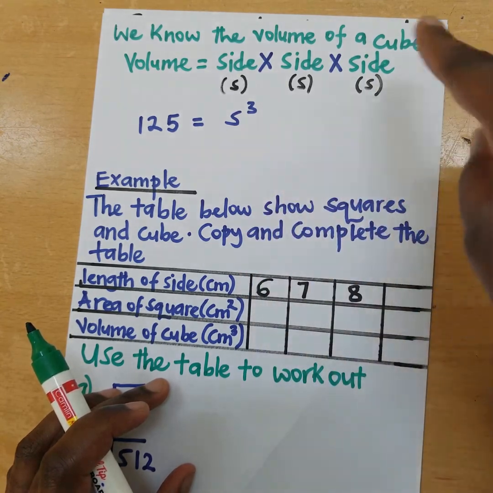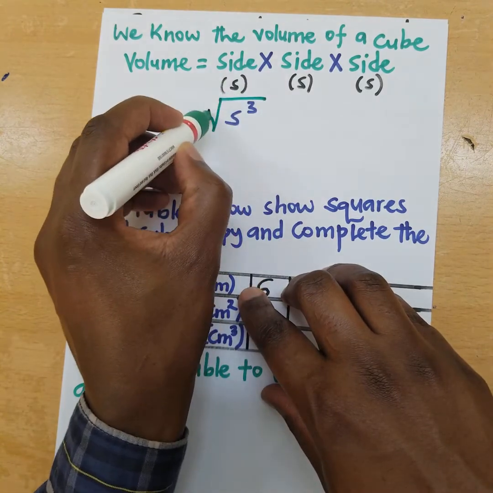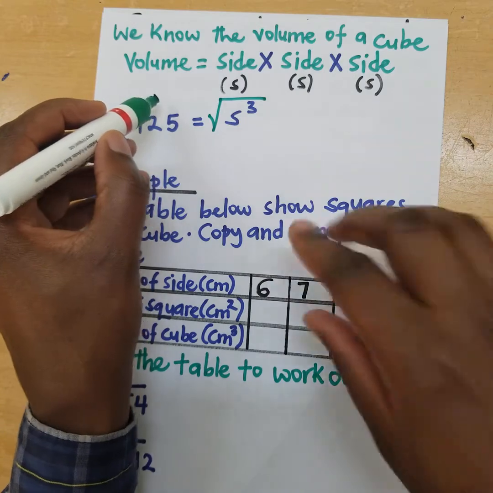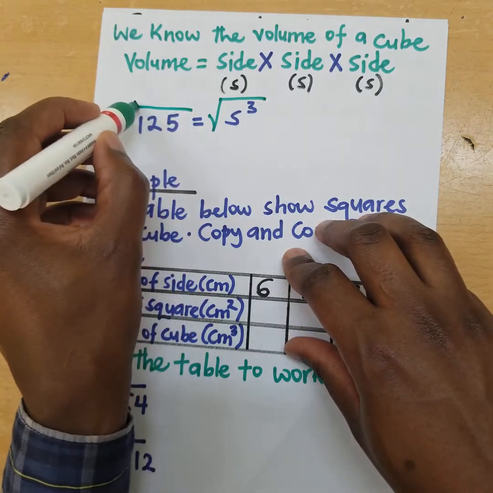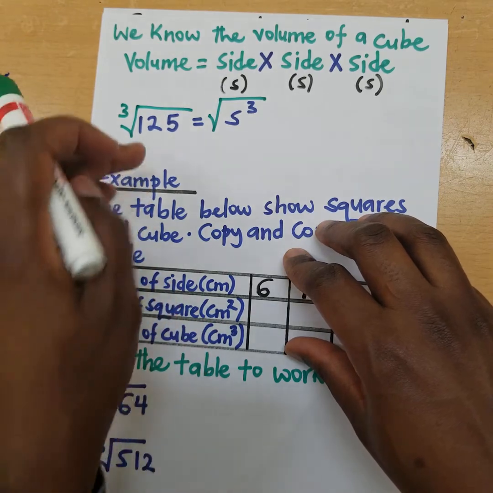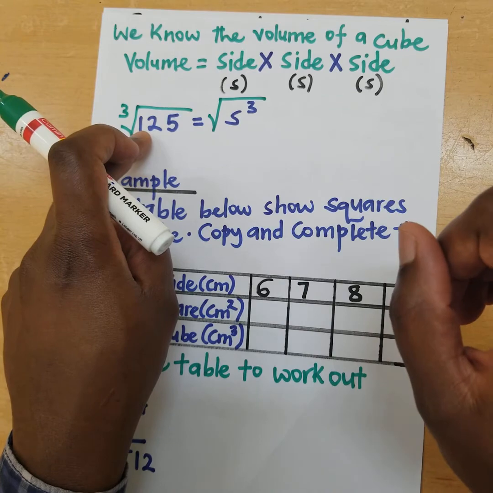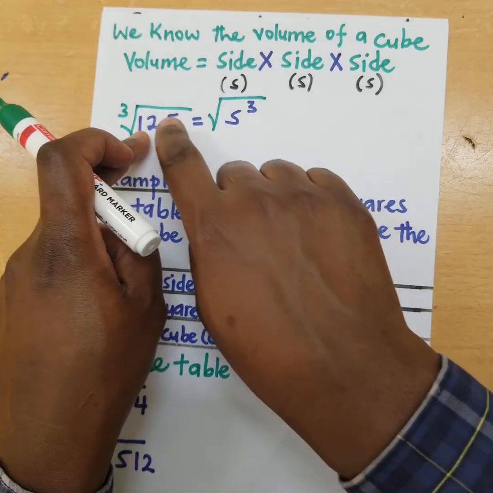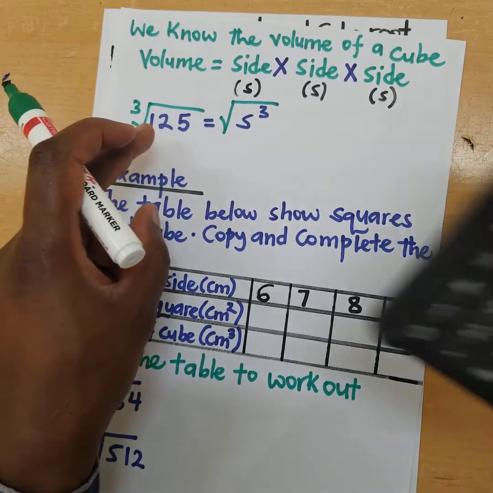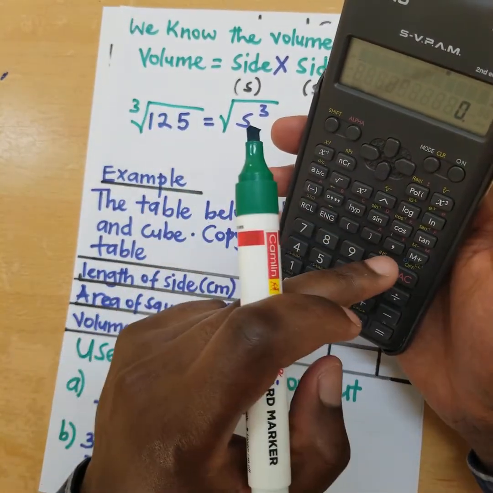So for me to find the cube root of this one, I'll put cube root. If you see a 3, it's asking you to put the cube root. If it is a 2, it is a square root. So think of a number that you will multiply by itself 3 times and it will give you 125. I'll just show it on your calculator. Already I know, but I want to show you how you find the cube root.